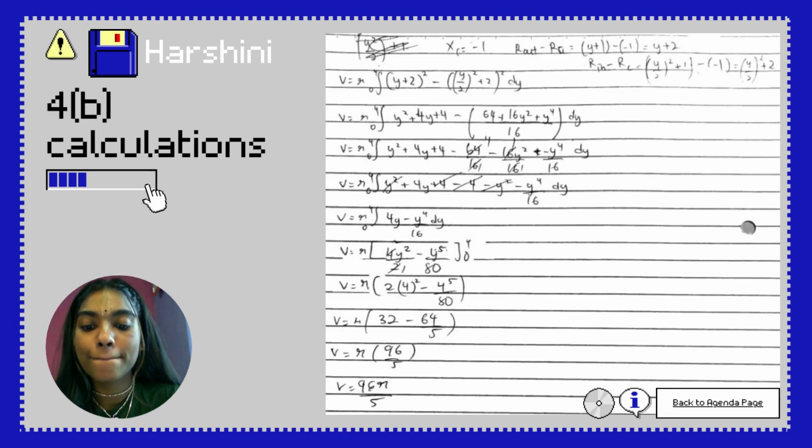Our x values are 4 and 0. We're going to integrate from 0 to 4 the expression (y plus 2) squared minus ((y over 2) squared plus 2) squared dy. So this is the solution as you are seeing in the slide. After we integrate and substitute our 0 and 4, we will get 96 pi over 5. This is our final answer. Thank you.